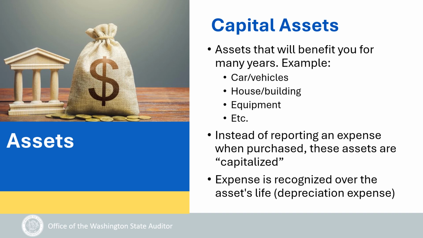Capital assets are assets that will benefit you for many years. This includes cars, your house, or equipment like a tractor. In government, this also includes things like roads, bridges, parks, some office furniture, and more. Instead of reporting an expense when the item is purchased, the asset is capitalized. Then you recognize an expense over the asset's life. This way, you are recognizing an expense as the asset gets used up. This expense is called depreciation.